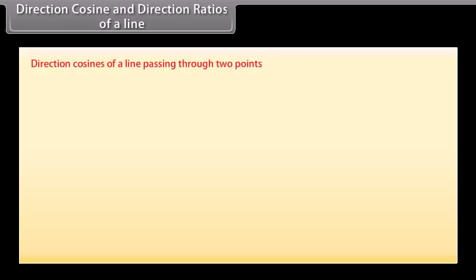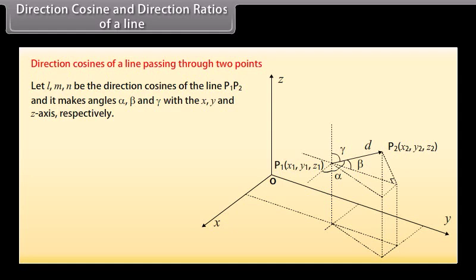Direction cosine and direction ratios of a line. Direction cosines of a line passing through 2 points. Let L, M, N be the direction cosines of the line P1 P2, and it makes angles alpha, beta, and gamma with the x, y, and z axis respectively.